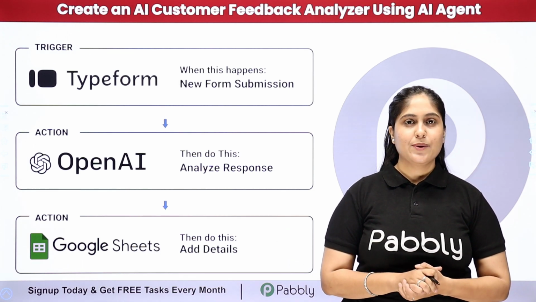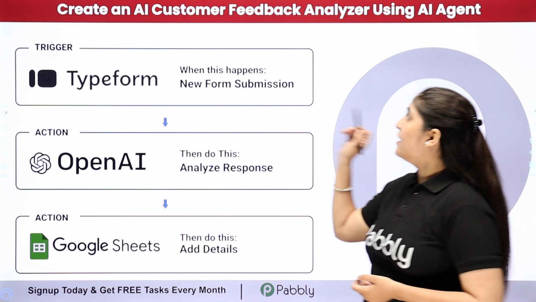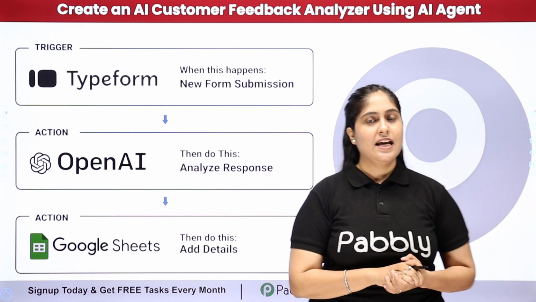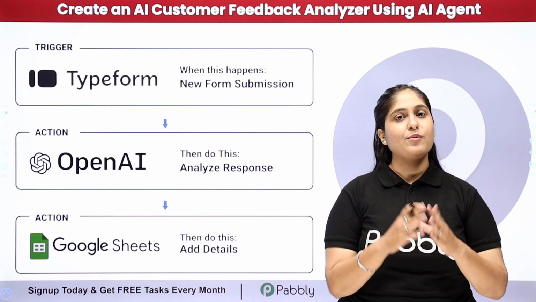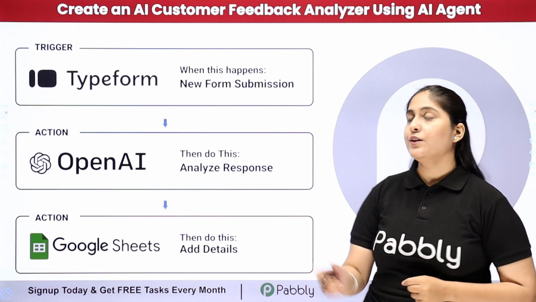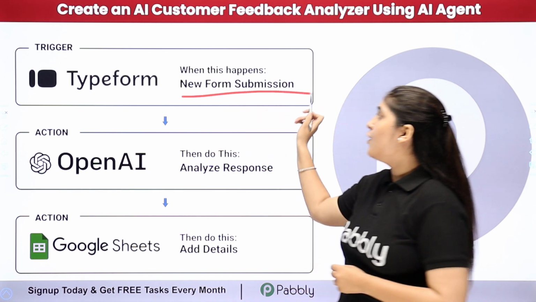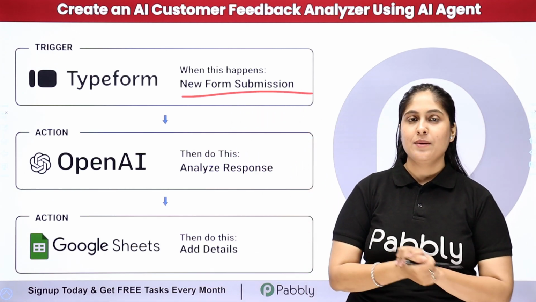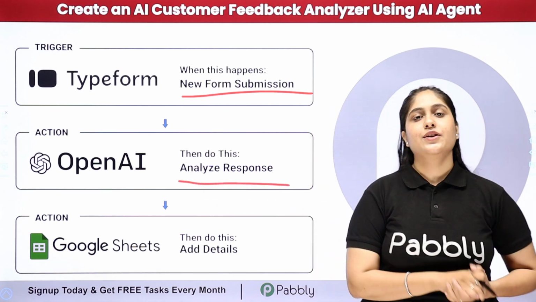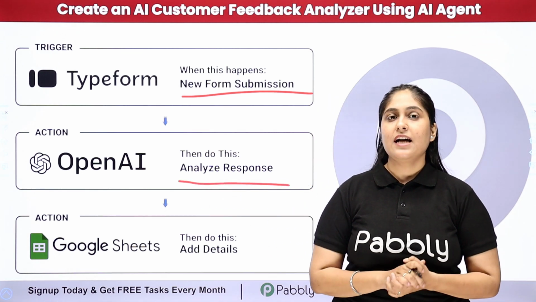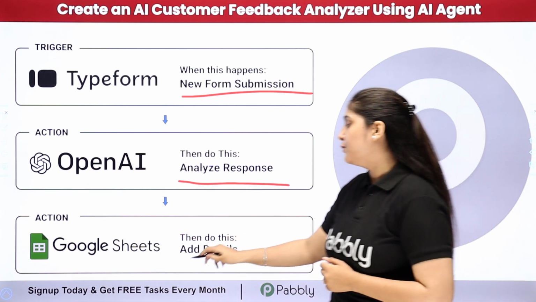In this video, we are going to understand how to create an AI customer feedback analyzer using AI agent. So here I've created a feedback form using Typeform, and here my objective is that whenever I receive a new feedback, that means a new form submission through Typeform, then automatically OpenAI should generate the analysis for the same. And after generating the analysis, automatically that should be saved as a new row in my Google Sheets.